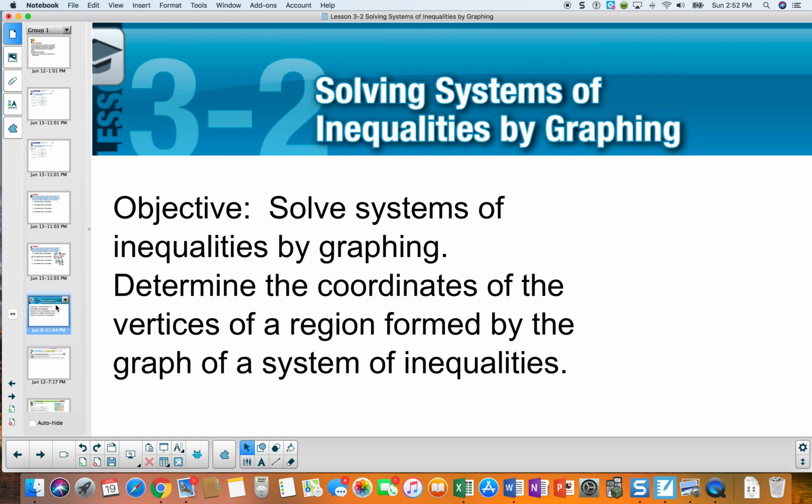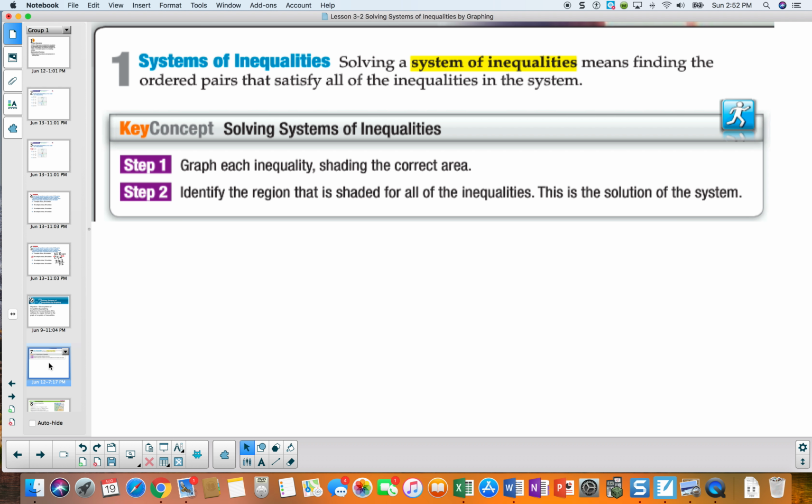Lesson 3-2, solving systems of inequalities by graphing. Objectives: solve systems of inequalities by graphing. Determine the coordinates of the vertices of a region formed by the graph of a system of inequalities. Okay, in order to solve a system, we're going to graph each inequality, shading the correct area. We're going to identify the area that is shaded for all the inequalities. This is known as the solution of the system.